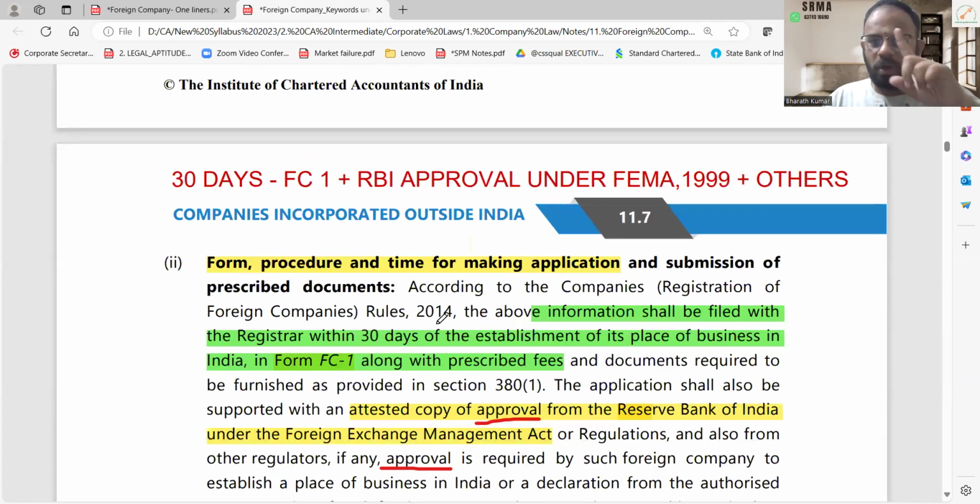I told you 5 heads, 1 head is done. See the second head: forms, procedures, and time for making an application. We already told within 30 days, but in what form? Form number FC1.